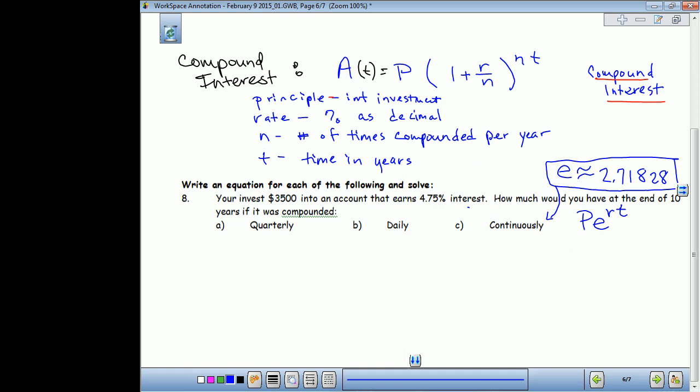All right. Okay. Just to show that you remember how, I would like the girls to calculate this scenario if it is compounding quarterly, I would like the boys to calculate this scenario if calculated daily, and I would like everyone to try our new formula, PERT, to find out what we get continuously. Go.